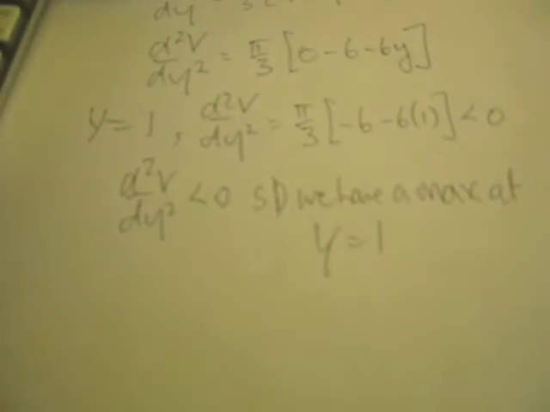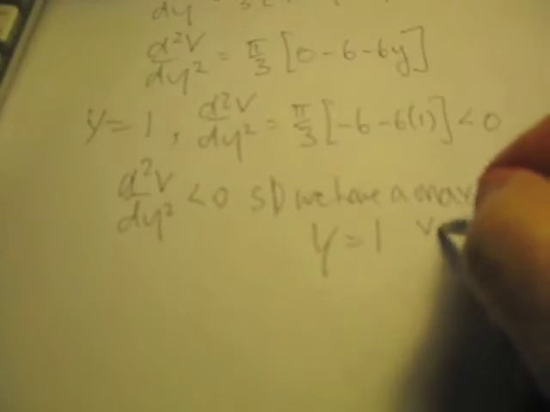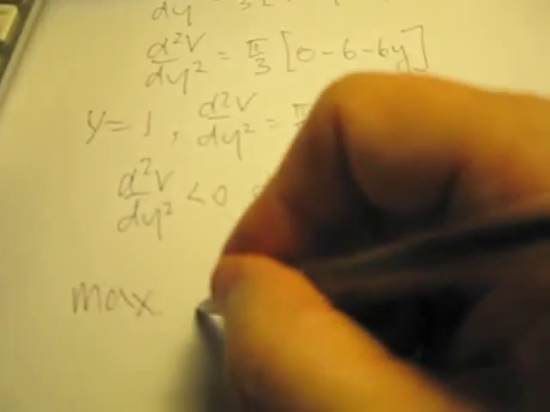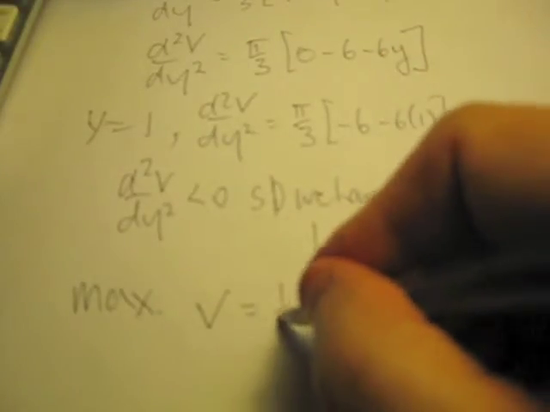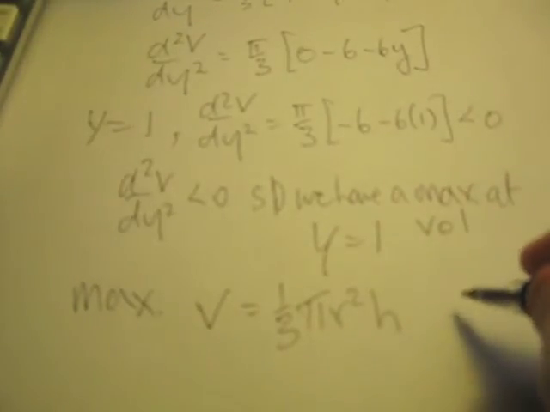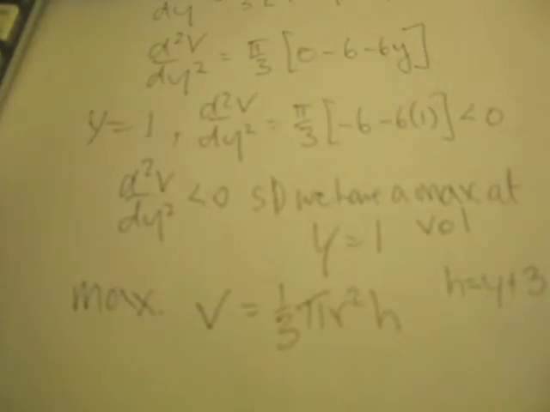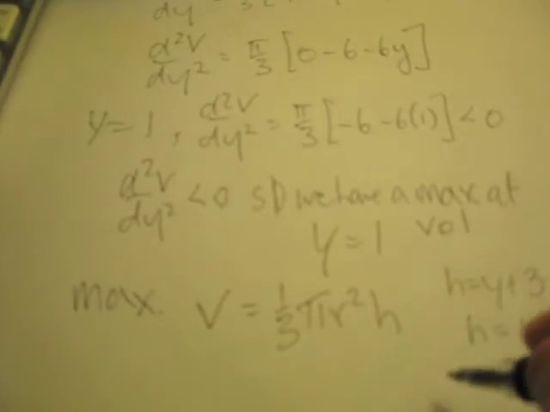Right, so we've established that we're going to have a maximum volume at y is equal to 1. And what is that maximum volume? Alright, the maximum volume would be, and we always go back to the volume, remember, was 1/3 pi r squared h. Now we also had that h was equal to y plus 3. Alright, and so we have y is equal to 1, so h is equal to 4. Alright, and of course the radius was given by the square root of 9 minus y squared, so this is going to be the square root of 8.